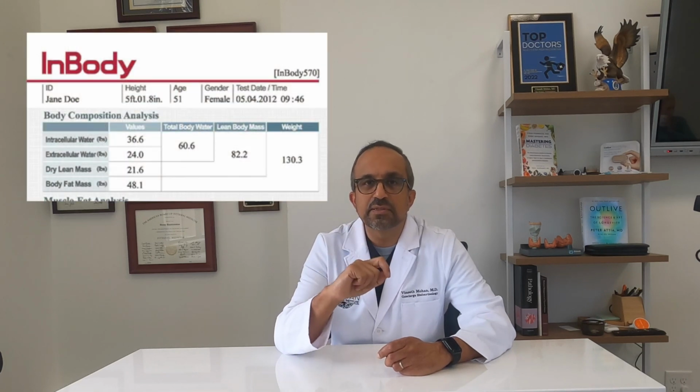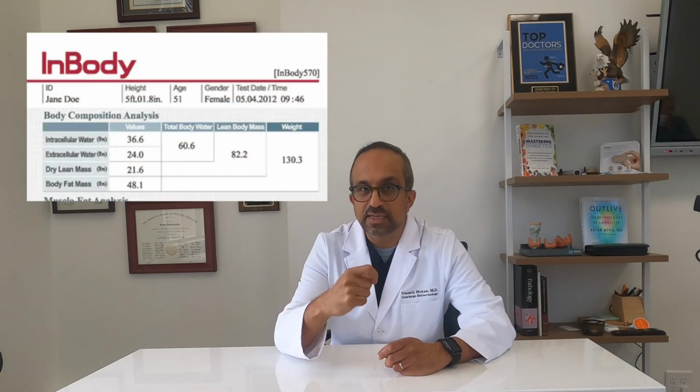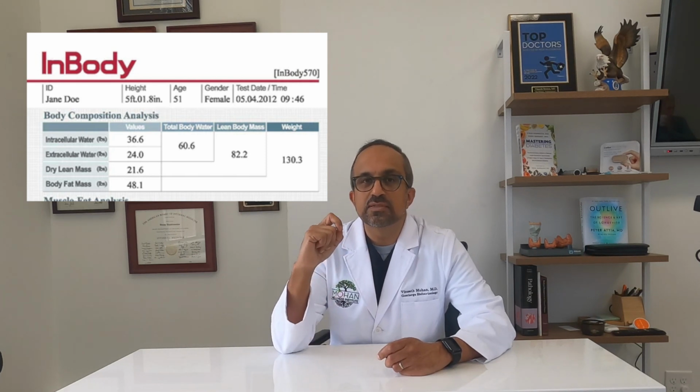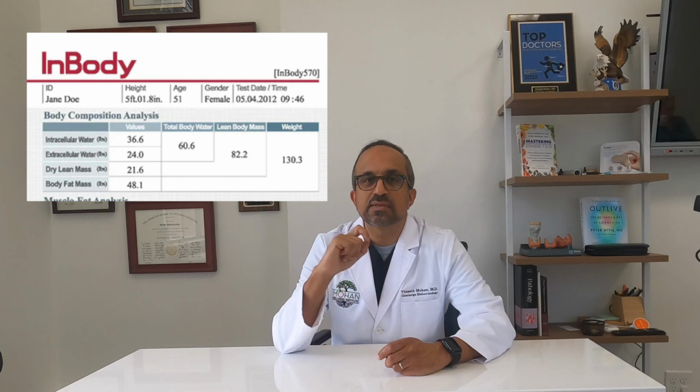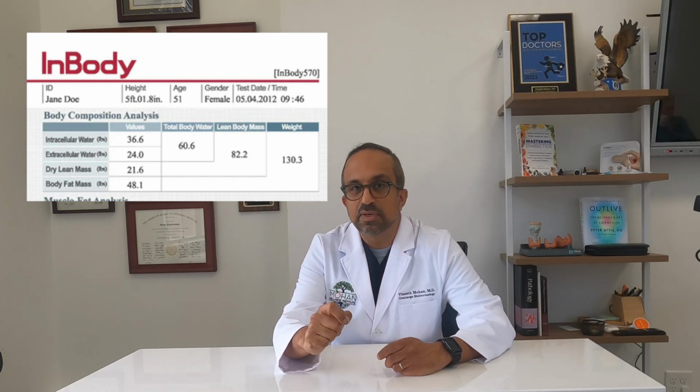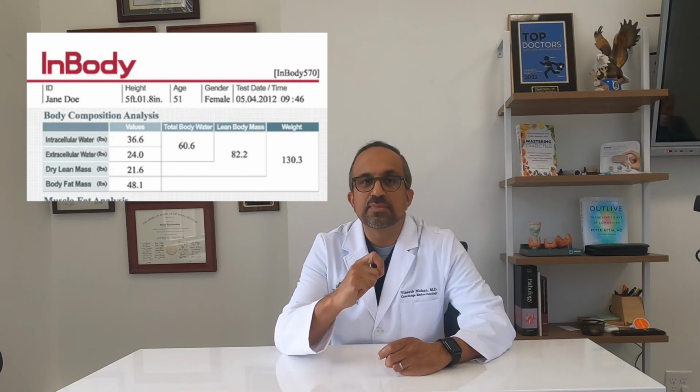Let's get back to the top of the graph, where you'll see the extracellular and intracellular water is added together to produce total body water. The next row is dry lean mass, which represents all the mineral and protein in the body. Much of the mineral in the body is from bone. The protein is predominantly in the muscle.